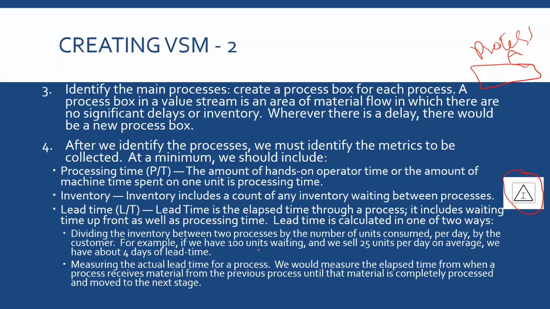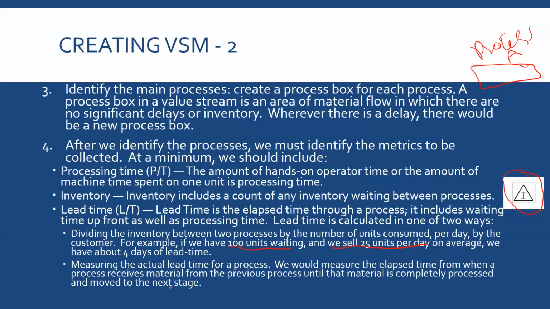If we have 100 units waiting and we sell 25 units per day on average, we have about 4 days of lead time. Again, you have 100 units waiting and we sell 25 per day. That means we have about 4 days of lead time.